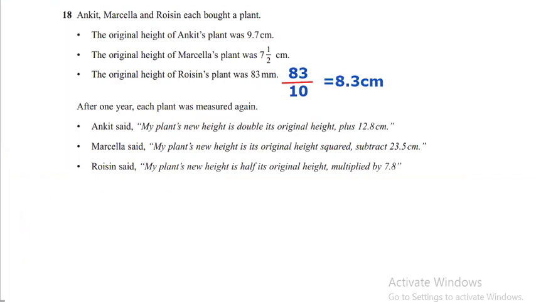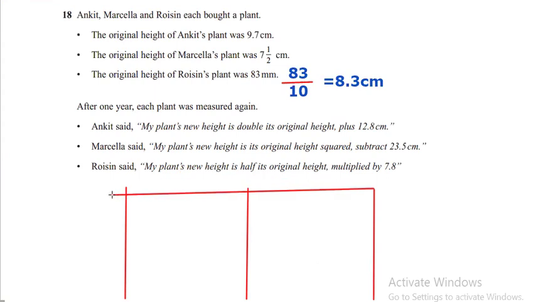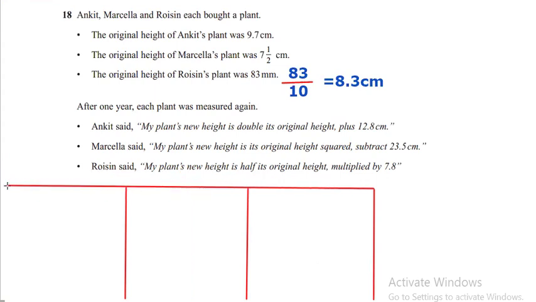So let's put this here. Let's start the answer. First, I'm going to divide this area into 3 parts. Okay, 1, 2, and 3, and then the final answer will be on the side here. So we have 3 parts. We're going to describe everything that happened to each plant. We will give letters for the places of the plants. So Ankit is A. Marcella, let's call it M. And the last one is Roizen, let's call it R. Let's follow them one by one.